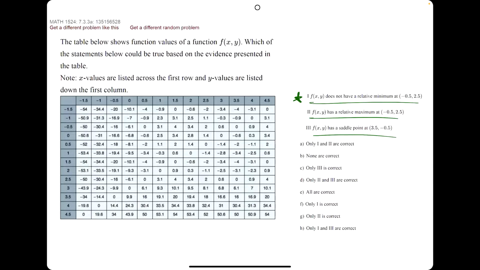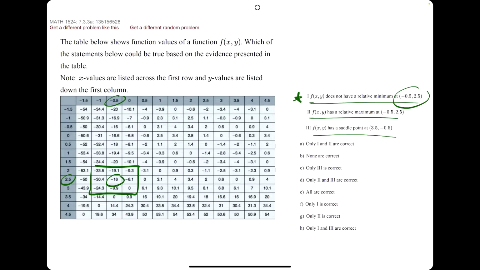They say F does not have a relative min at (-0.5, 2.5). So what we do is go to -0.5 on the X, 2.5 on the Y, and find where these two intersect. So they intersect at -16. And for it to be a relative min, we would want to check, is -16 the smallest value relative to all the values that surround it? And if it is, it will be a relative minimum.